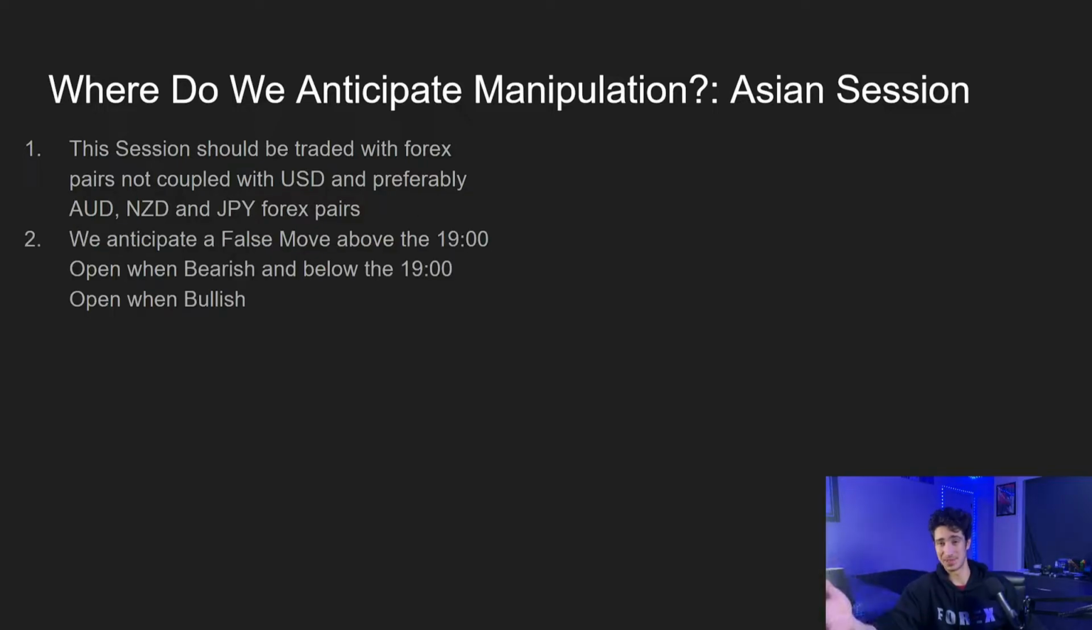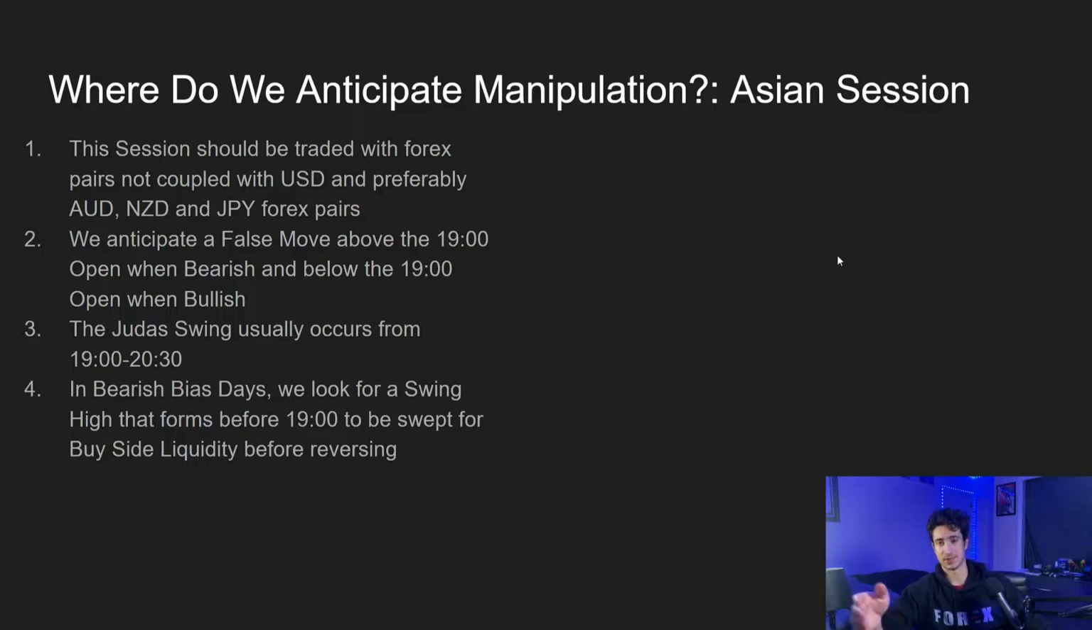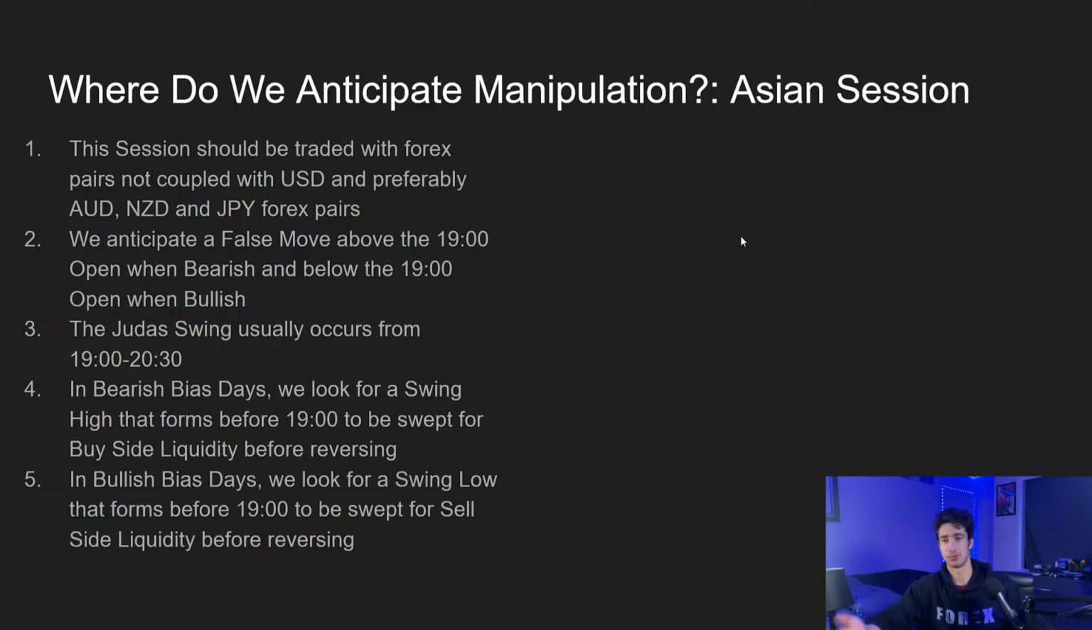So same as the previous, we mark the 7 p.m. or 19 open horizontally, and we expect a run below when we are bullish, and when we are bearish, we expect the 7 p.m. open to be swept and then ran lower. This Judas swing usually occurs within the hour and a half of 7 to 8:30, and same as previous, we look for that swing high to be swept when we're bearish and for a continuation lower. And then for bullishness, we expect a swing low to be swept before continuing.